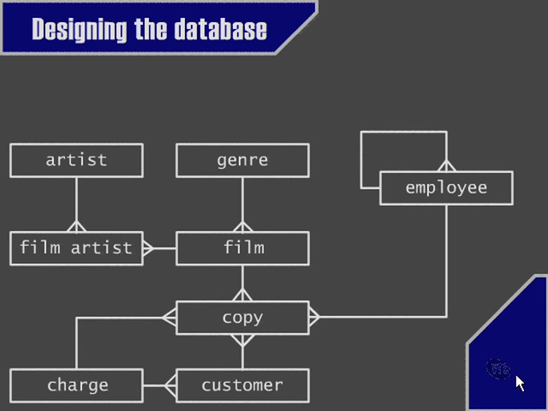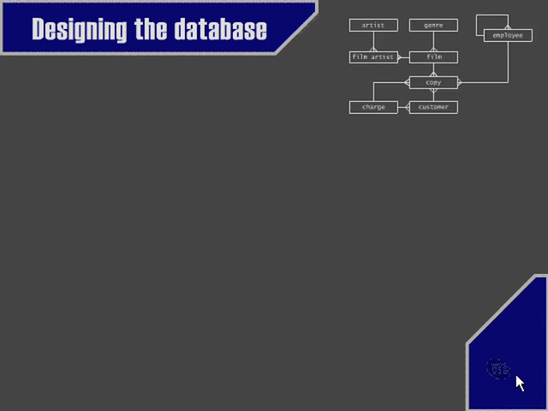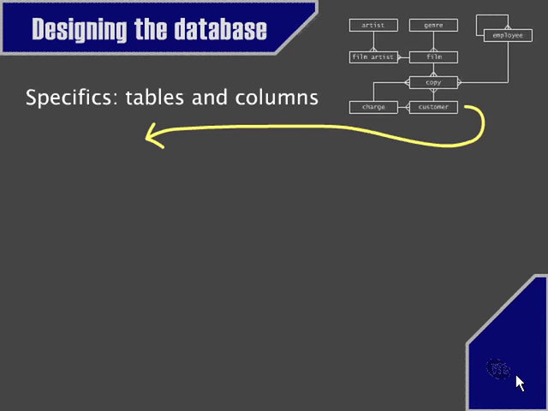Now that we've drawn up a workable entity relationship diagram, take a look at the specifics of some of these entities and start converting them into MySQL tables. First of all, we're going to look at the customer entity and try and translate that into a customers table.